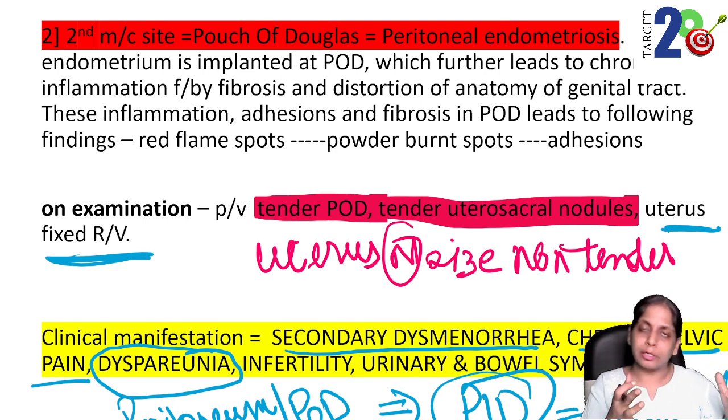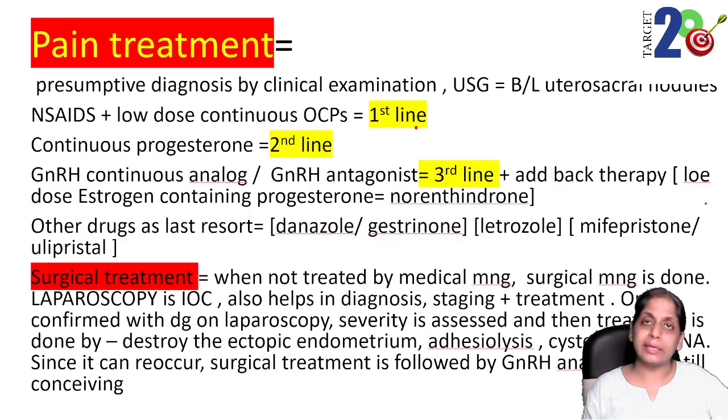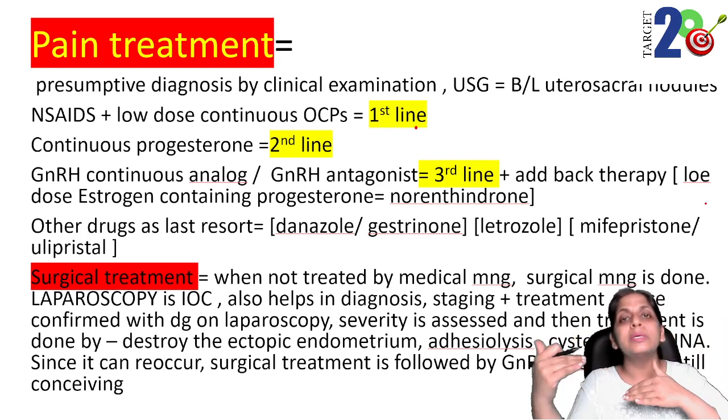Moreover, the ovarian endometrioma and peritoneal endometriosis, the two can coexist also, right? So there will be infertility. If the endometriosis is affecting bowel and bladder, then there can be bowel and bladder symptoms also. Now, what is the treatment of the pain? Basically, we will be doing the treatment as per symptoms.